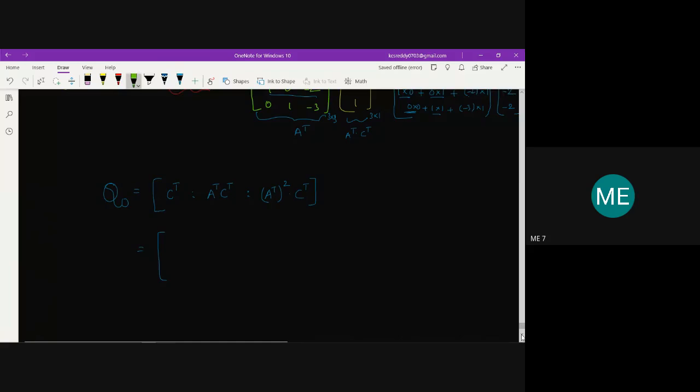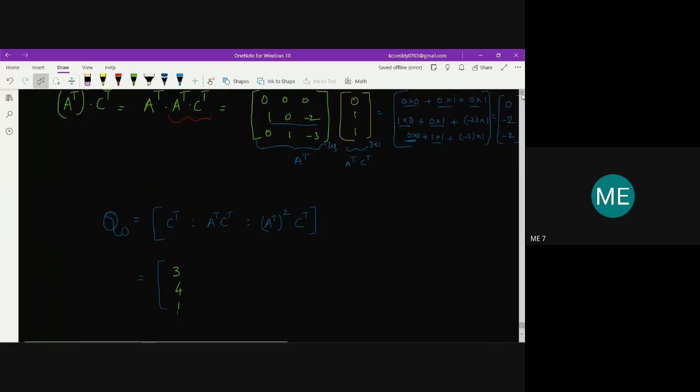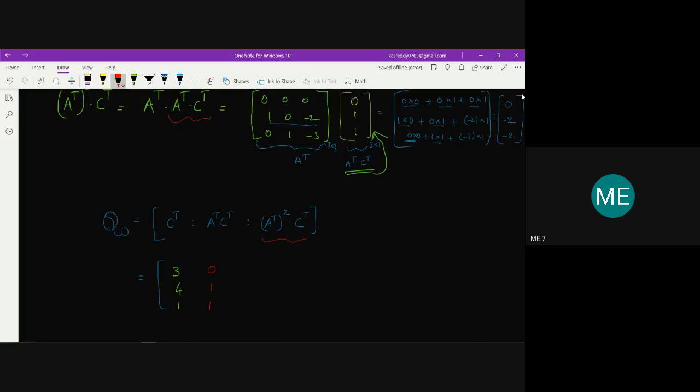So 3, 4, 1. Then A transpose into C transpose matrix from the above. See, this is the A transpose and C transpose matrix, the resultant one. So I'll take that now. That is 0, 1, 1. Next we need to find out this A transpose square, C transpose matrix. So this is the resultant of A transpose whole square into C transpose matrix.